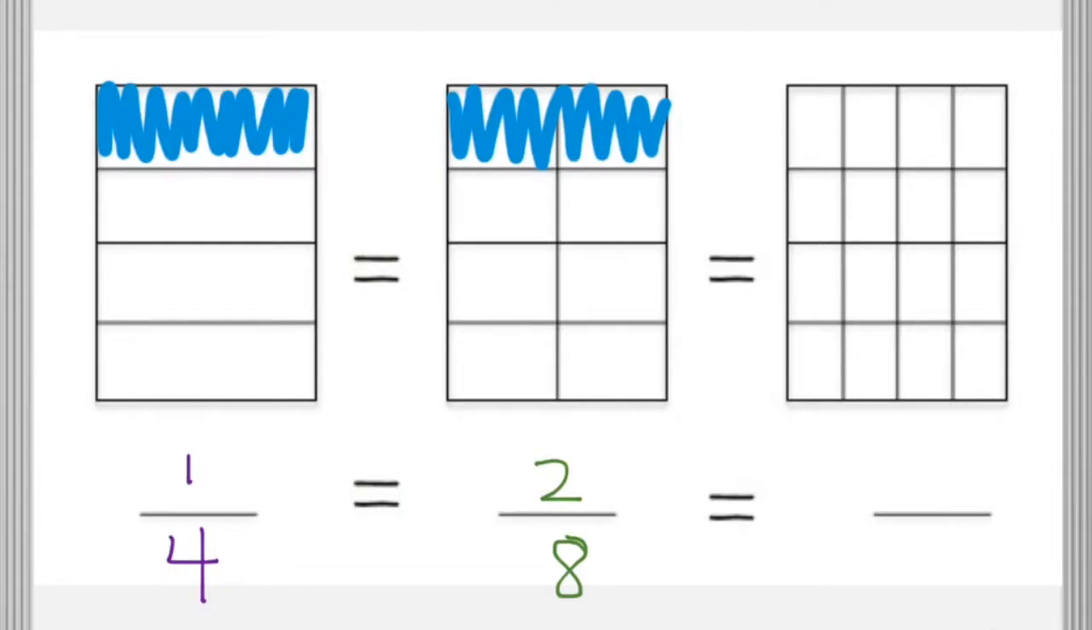So let's look at the rectangle that shows 1/4. Right now the rectangle is divided into 4 equal parts with one part shaded in to show 1/4. Let's add a line to this rectangle to divide it into 8 equal parts instead of 4. Now it's divided into 8 parts instead of 4, and we have 2 parts shaded in instead of 1. But the amount that is shaded in did not change. Remember that the bigger the denominator, the smaller the parts.